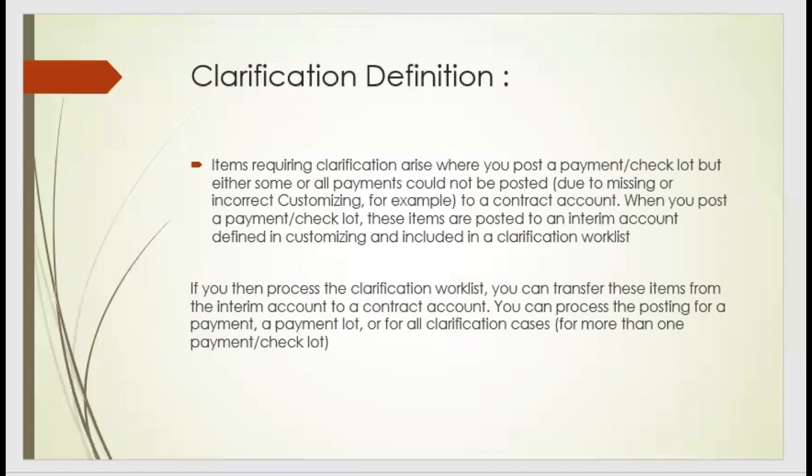The clarification work list is useful to transfer the items, and for that we put all these items in between the payment collection and posting, in an interim account. The interim account is where we hold the values, like during the invoicing I mentioned, for open item posting we are using the reconciliation key. Similarly, before the final posting, we are holding them in an interim account. Once all details are clear and clarification cases are over, then we post that. So that is the basic use of the clarification or clearing of the data.